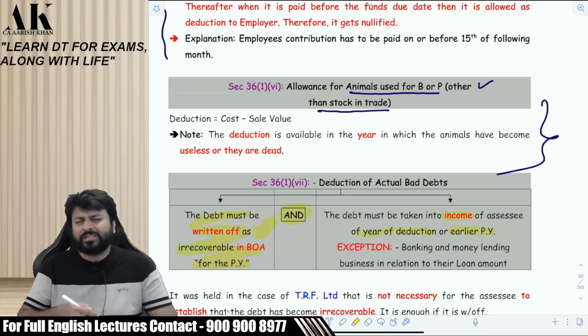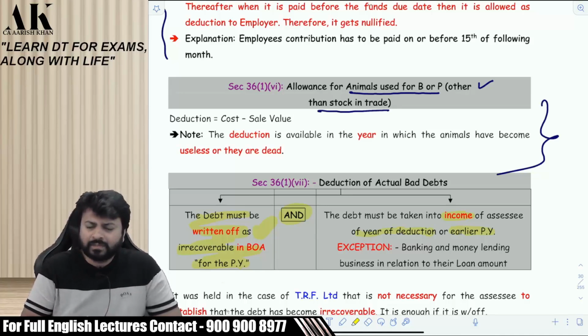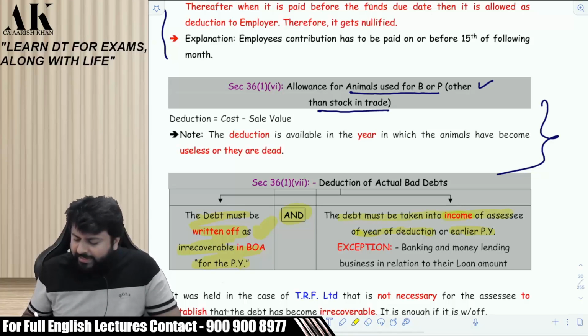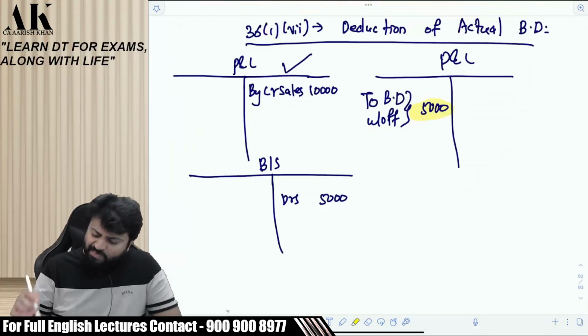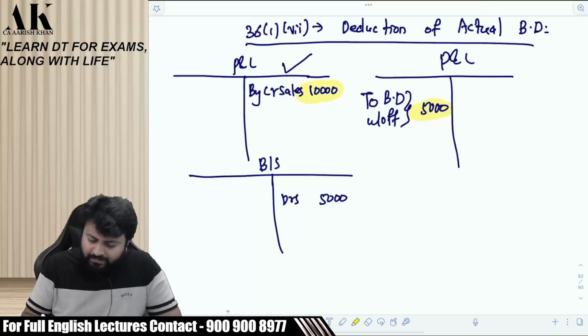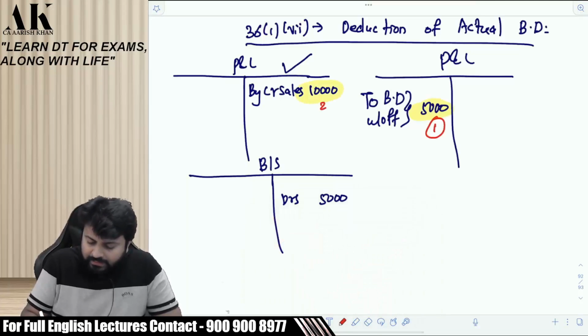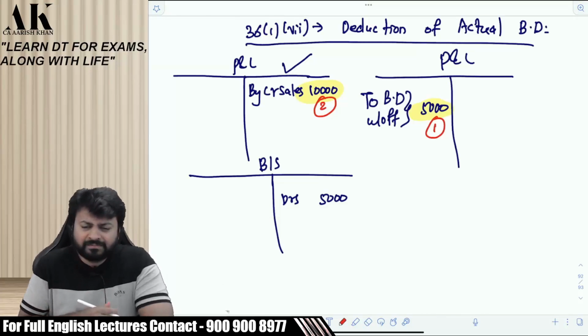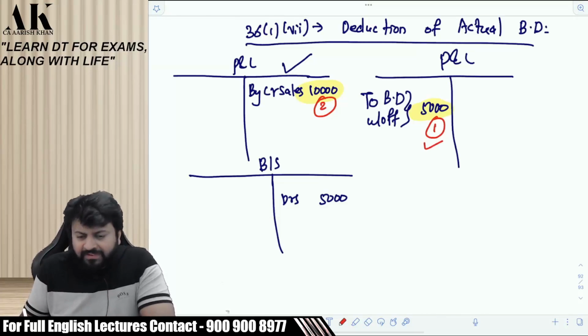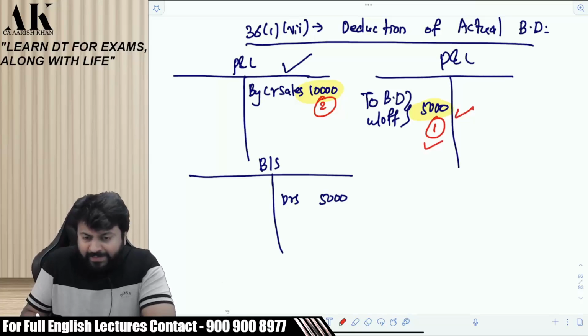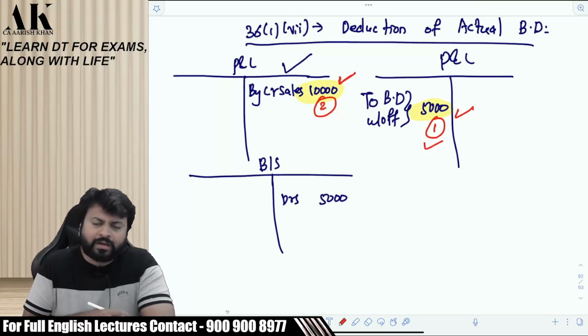Don't see the exception below. Forget about it. Is the debt taken into income of the assessee earlier? Yes. This is condition 1. Pay attention on the board. This is condition 2. Are you clear? It must be written off in the books of accounts. Yes, it is written off. It must be taken into income earlier. Yes, it is taken into income earlier. Are you clear?